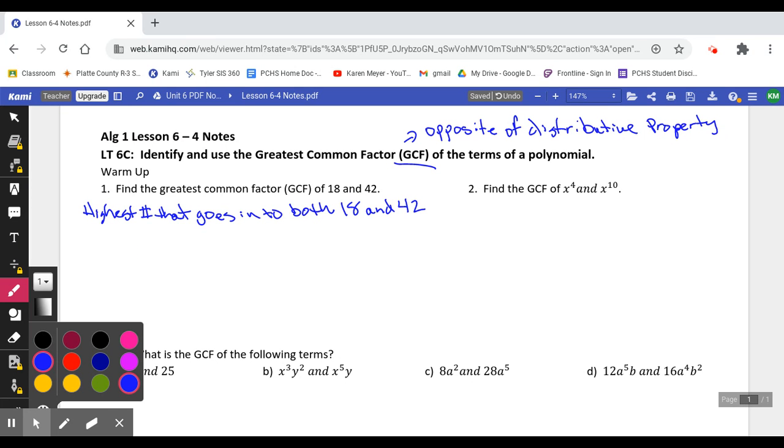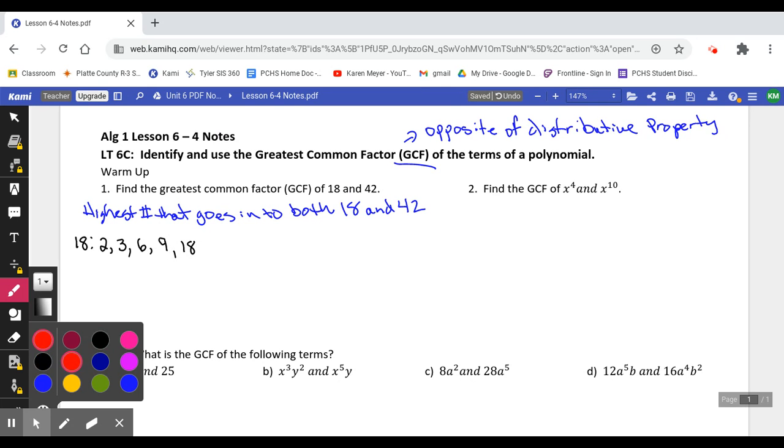Now, if you can think of it off the top of your head, fantastic. If you cannot, then you probably want to start listing out. Okay, what are all the things that go into 18? Well, you don't really have to worry about 1 because 1 is never going to be the highest thing. So then 2 goes in there. 3 goes into 18. 4 does not. 5 does not. 6 goes into 18. 7 does not. 8 does not. And 9 does. And then, of course, 18 goes into 18.